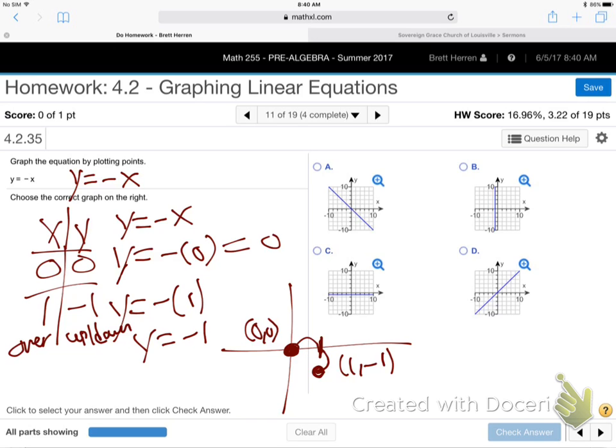And now we connect the dots. There's the line. So which one is it? A, B, C, or D? Easy, huh? So you see how to graph an equation? They give you an equation. You just make your own table. Put in 0 for x and 1 for x. Plug them in. Get the y values.